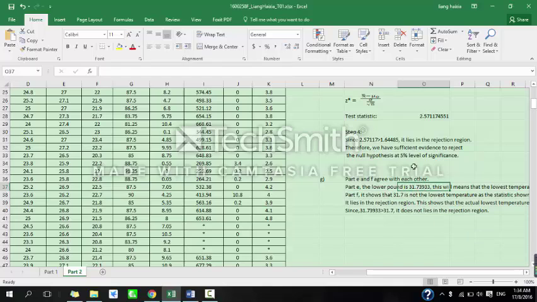Then the data in part E supports part F, and thus it shows that 31.73 does not lie in the rejection region, thus they agree.